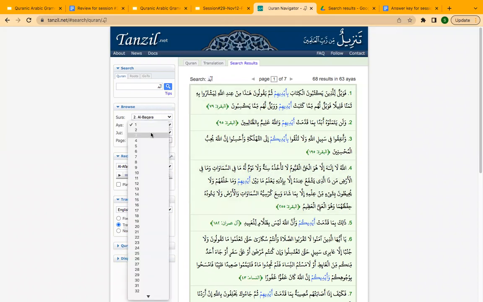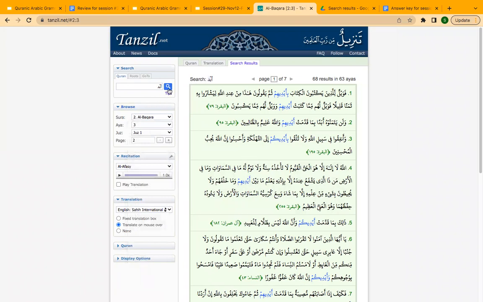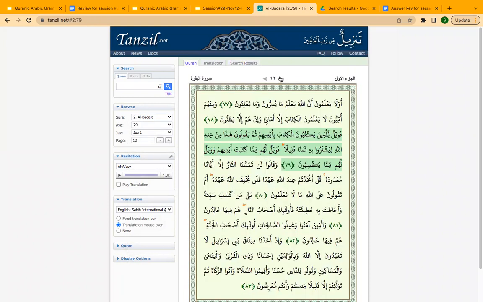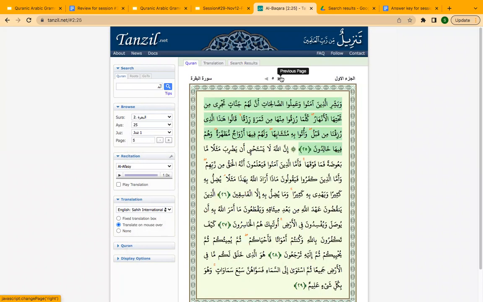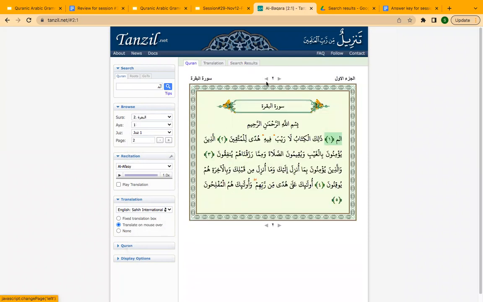I'm trying to go to this, and let me see if I'm able to. Tanzeel, I'm trying to show you here. Okay, let me take you to previous pages and show you for examples here.